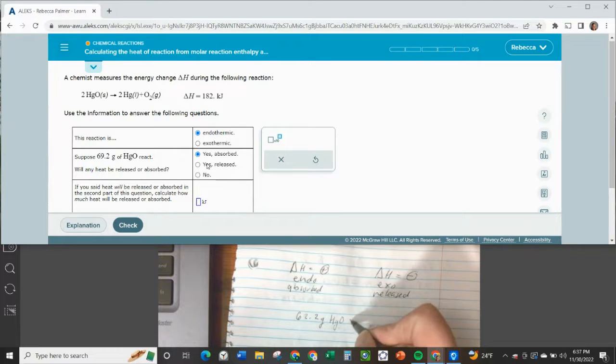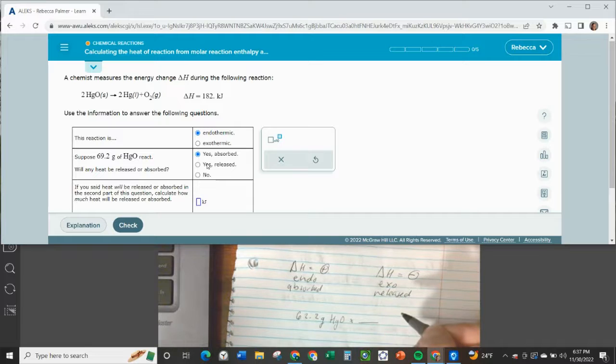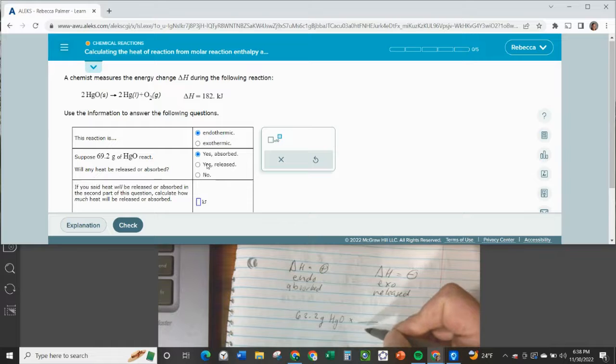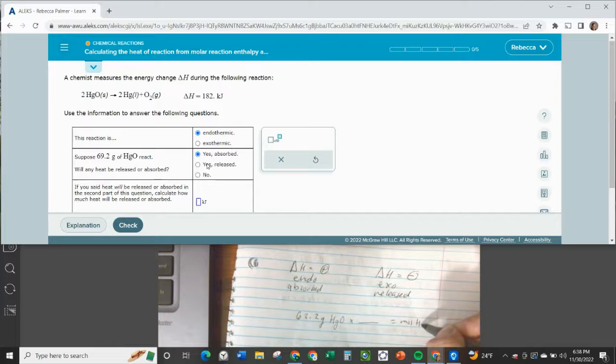And we need to figure out how many moles this is. So we need to use what we just learned. We need to convert this to moles of HgO, because this equation is telling me for every 2 moles of HgO, I get 182 kilojoules. So this is kind of like a conversion factor.